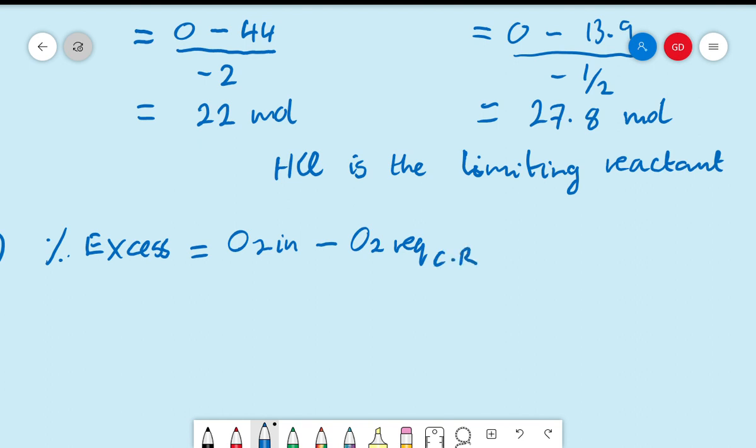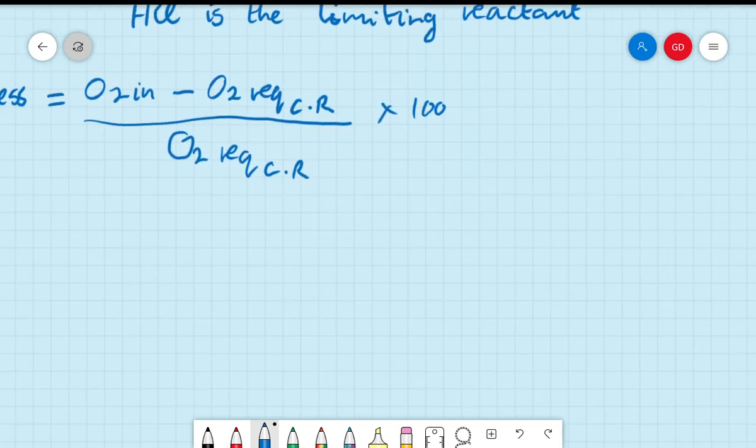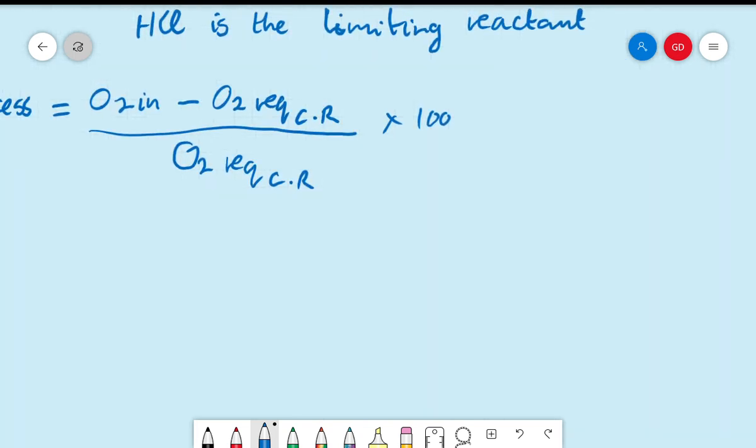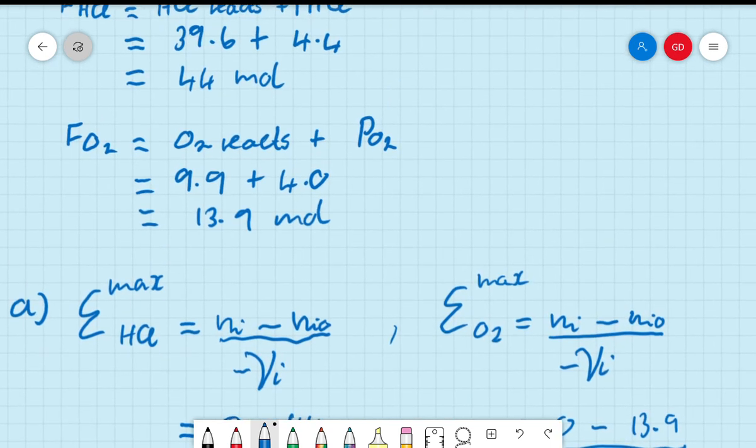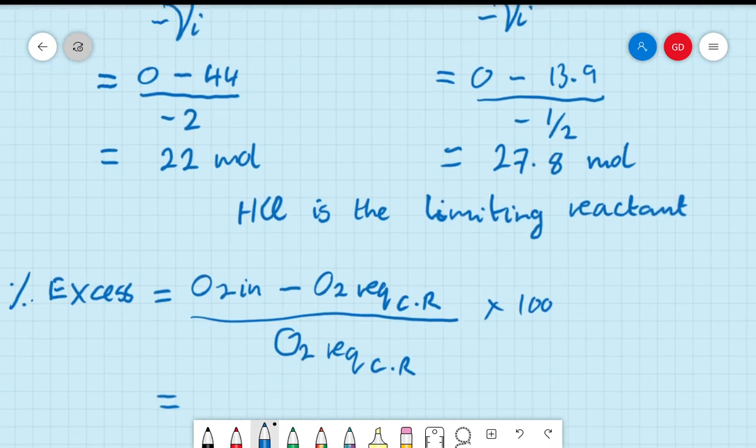So you must always have the CR. It stands for complete reaction. Oxygen required for complete reaction. That's important because all the processes have to be complete. So now you focus on that. Now how do you get the oxygen coming into the system? We've calculated it when we were determining the feed stream here. It's 13.9.